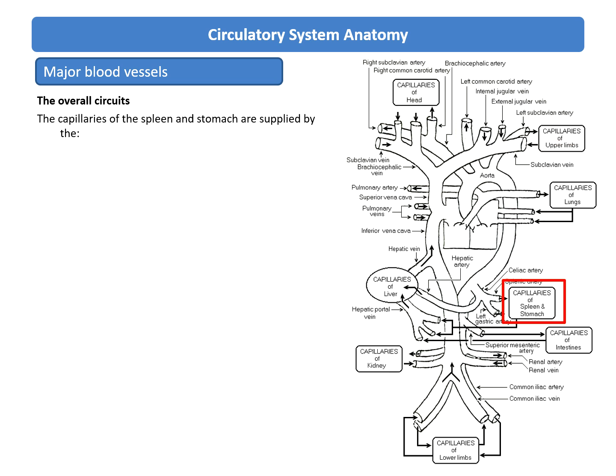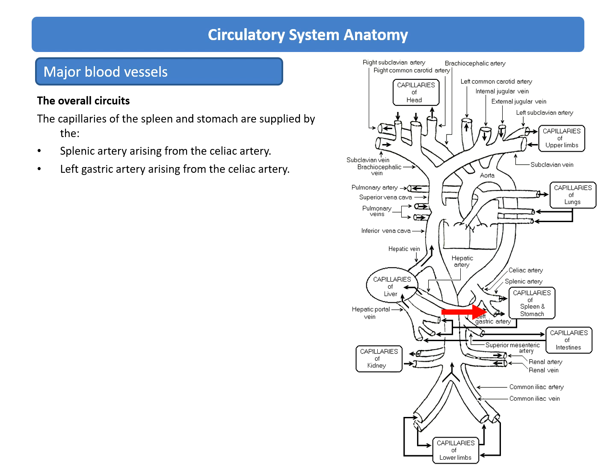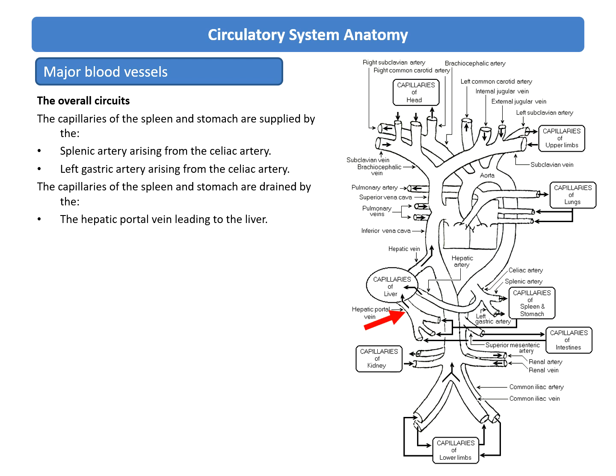The capillaries of the spleen and stomach are supplied by splenic artery arising from the celiac artery and the left gastric artery, also arising from the celiac artery. The capillaries of the spleen and stomach are drained by several veins that come together to form the hepatic portal vein leading to the liver. Now notice the name, portal. Portal vein is a blood vessel that transports blood from one set of capillaries to another, in this case from the capillaries of the spleen and stomach to the capillaries of the liver.